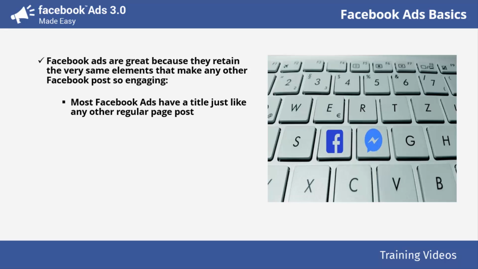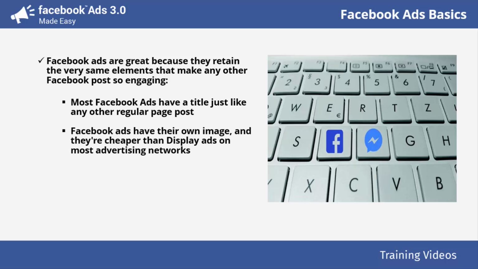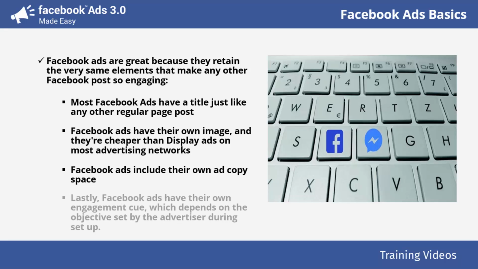Facebook ads are great because they retain the very same elements that make any other Facebook post so engaging. Most Facebook ads have a title, just like any other regular page post. Facebook ads have their own image, and they're cheaper than display ads on most advertising networks. Facebook ads include their own ad copy space. And because Facebook ads are mostly crafted as regular posts, their copy helps them to blend incredibly well among all the content on a user's feed. Lastly, Facebook ads have their own engagement queue, which depends on the objective set by the advertiser during setup. These engagement queues include like buttons, shop buttons, link buttons, and more.